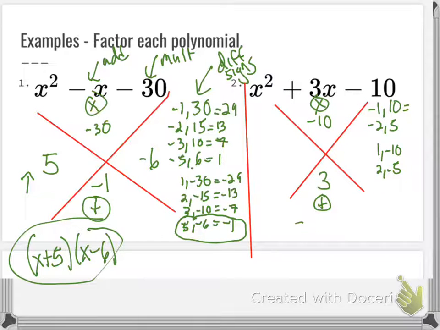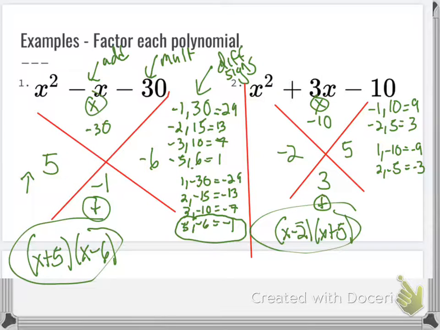We're going to add them together and see if we get 3. So we get 9, 3, negative 9, negative 3. So the one that gives us a positive 3 is that negative 2 and 5. I hope as this is going on, it's making more sense. Let me know if it's not.